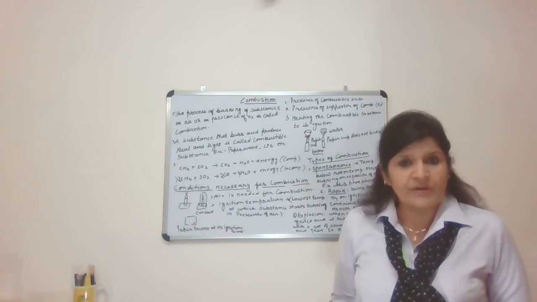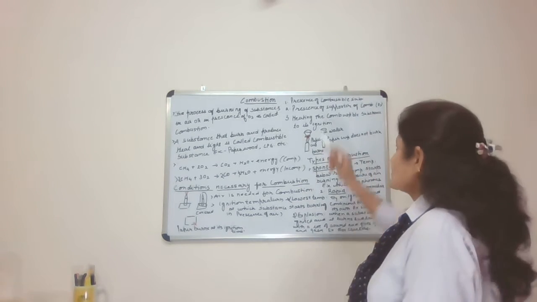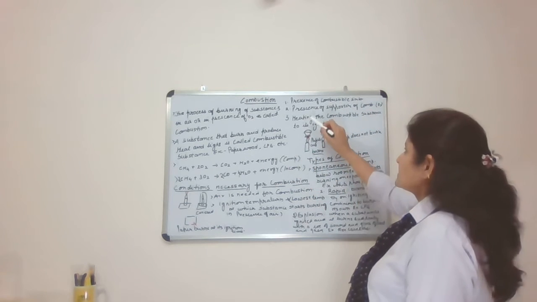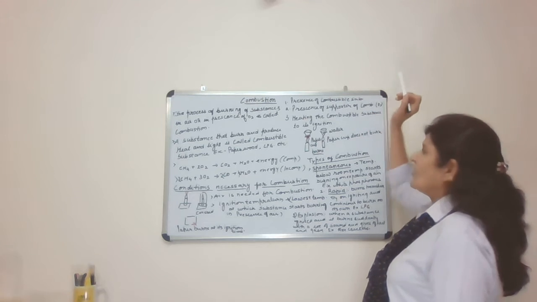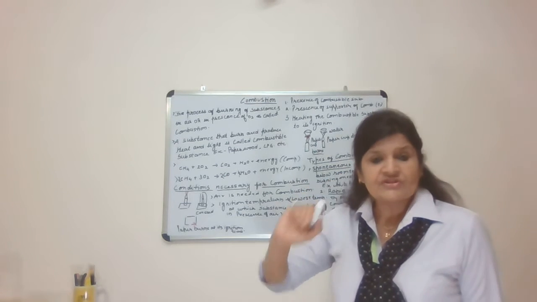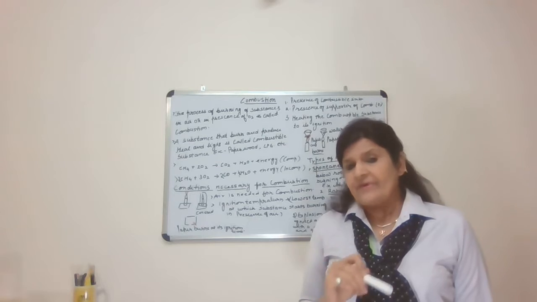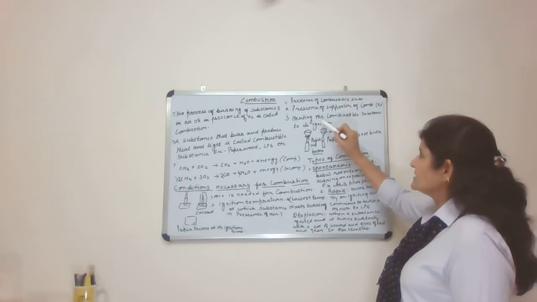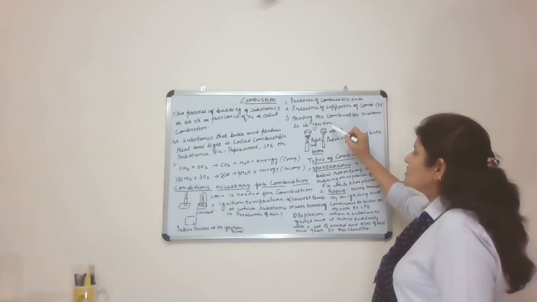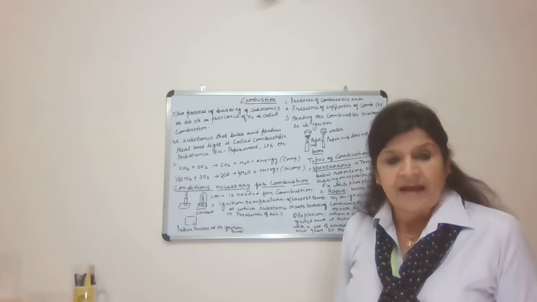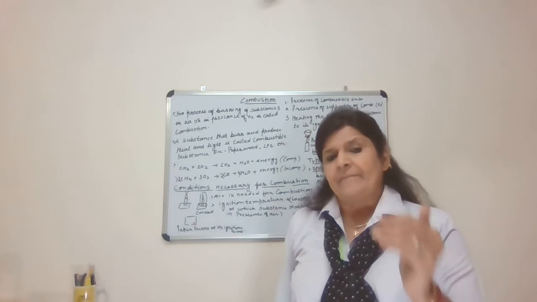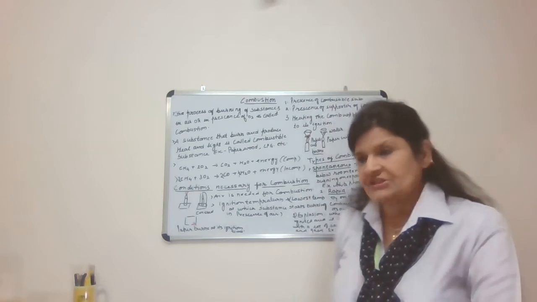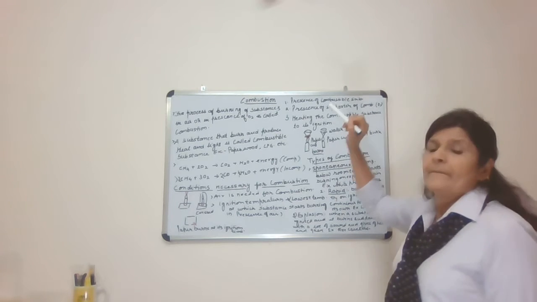It should not be stone. So it should be combustible. So the first condition is the presence of a combustible substance. Second is the presence of a supporter of combustion, and what is the supporter here? It is oxygen. Now third is heating the combustible substance to its ignition temperature. When the combustible substance reaches its ignition temperature, then only it starts burning.